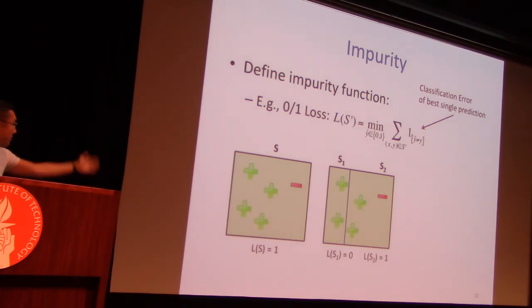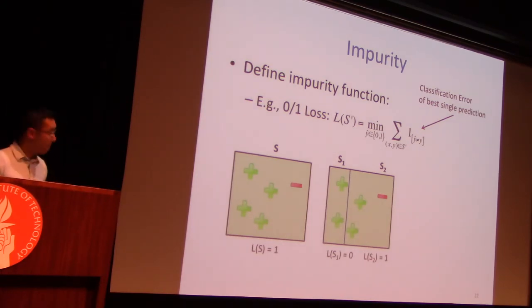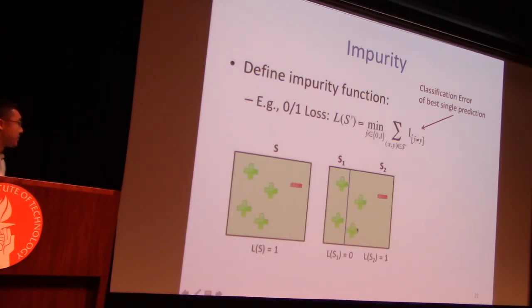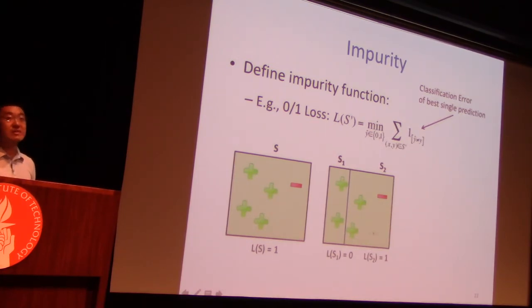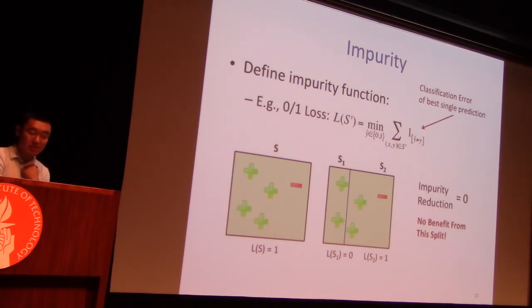If we make this partition, right here, now we have a decision tree of depth 2 with a single query and 2 leaf nodes. We predict the majority class in the 2 leaf nodes. This leaf node corresponds to these 2 training examples, and this leaf node corresponds to these 3 training examples. We still have an impurity of 1, as measured by 0-1 loss, and the impurity reduction is 0. So as measured by 0-1 loss, we get no benefit from making this split.